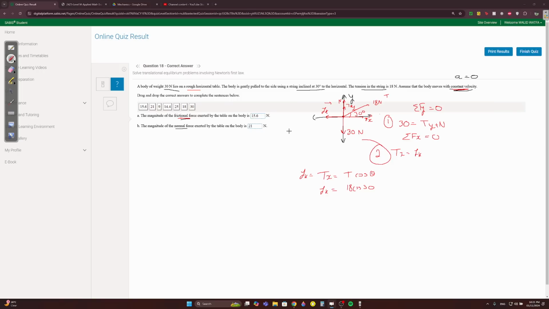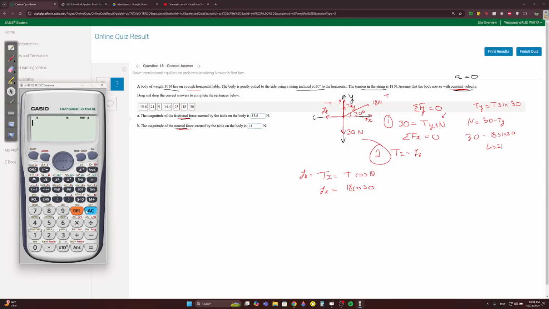That's the first one. Then they asked for the magnitude of the normal. What's the normal? Normal is equal to, if I take Ty to the other side, 30 minus Ty. And what's Ty equal to? Ty is equal to T sine the angle 30, right? So it's going to be 30 minus 18 sine 30. And this one, I'll tell you from now, it's 21. And this one here should be 15.6, if you do it on a calculator.